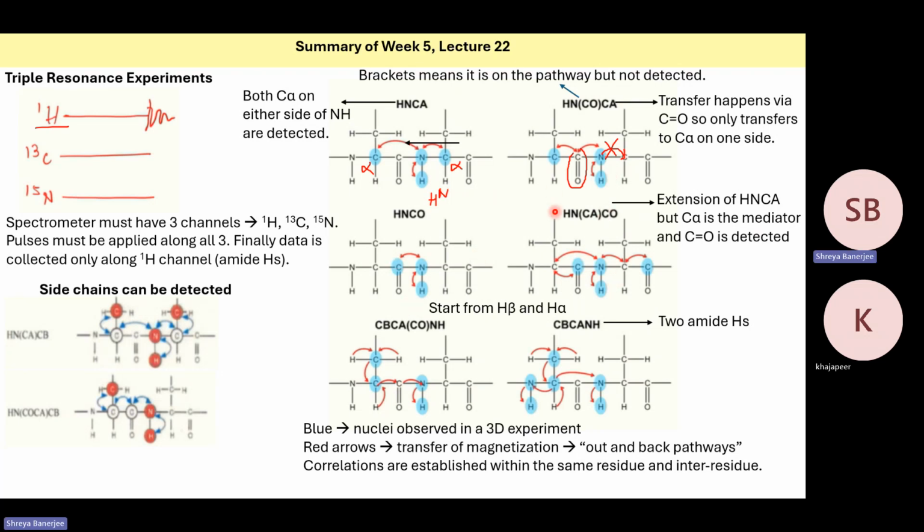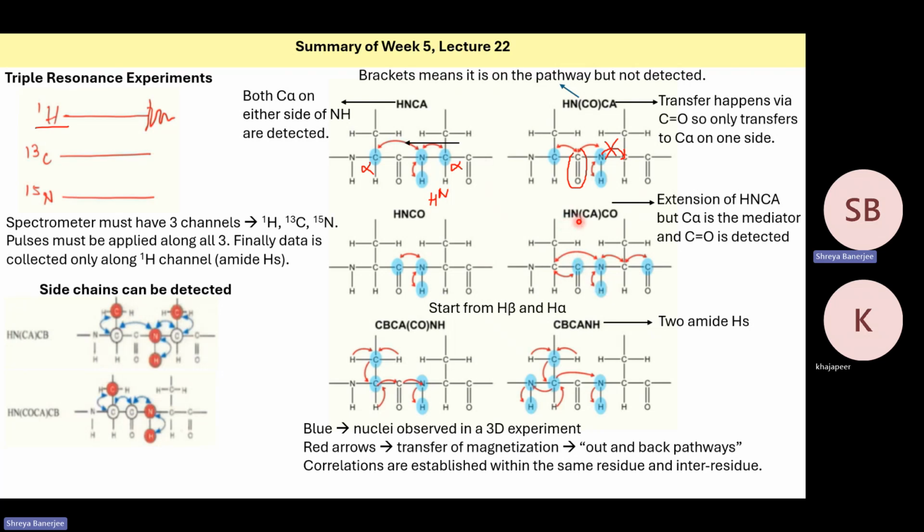Another experiment is the HNCACO. This case is similar to HNCO, but you can see here the transfer is directly from N to carbonyl. But in HNCACO, if you remember, I said that anything written in the bracket means that the magnetization passes through that atom, but that atom is not detected.